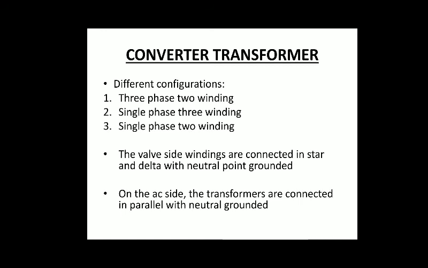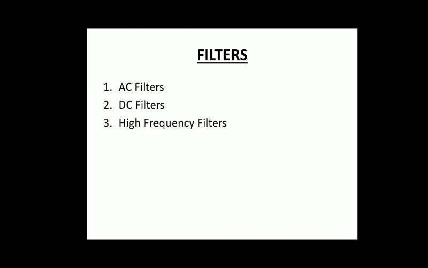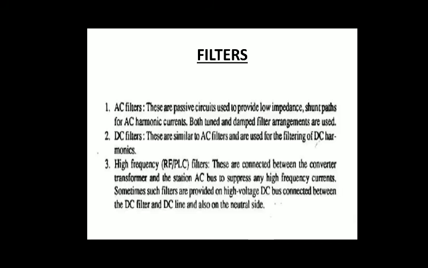The valve side windings are connected in star and delta with neutral point grounded, and on the AC side the transformers are connected in parallel with neutral grounded. Next, filters. In converter stations or HVDC configurations, the filters we use are AC filter, DC filter, and high frequency filter. AC filters are passive circuits used to provide low impedance shunt paths for AC harmonic currents. Both tuned and damped filter arrangements are used. DC filters are similar to AC filters and are used for filtering DC harmonics.